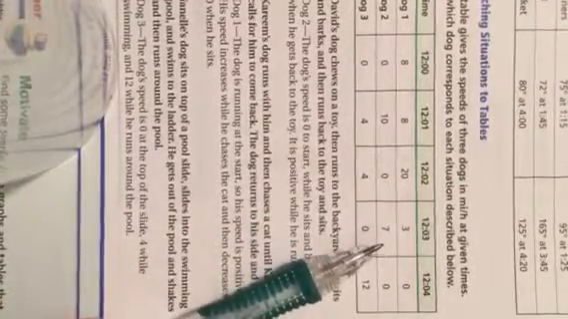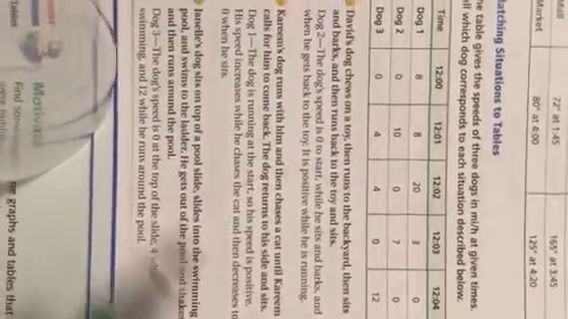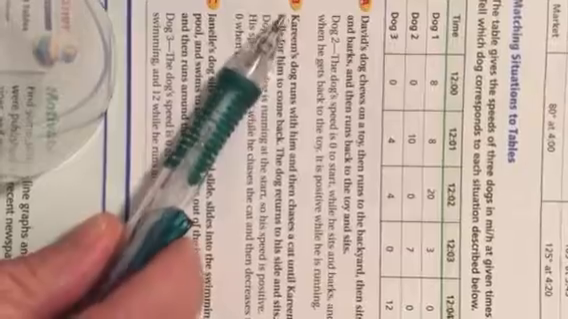He then runs back to the toy. There he is running back to the toy, and then he sits again. So as you can see, that's dog 2. Let's look at the next one. Try not to look at the answer.